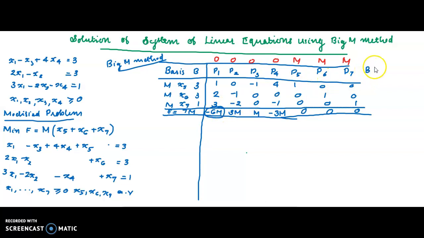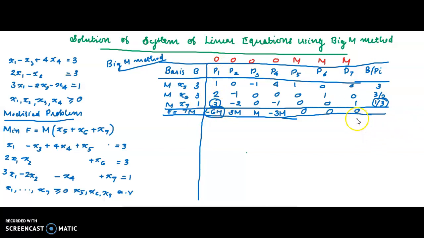We need a column B by P1 as well. B by P1 values. 3 by 1 is 3. 3 by 2 next one. Then 1 by 3. Least one is 1 by 3. And we select the corresponding element in the first column. Then what happens? X7 goes out of the basis and X1 comes into the basis.